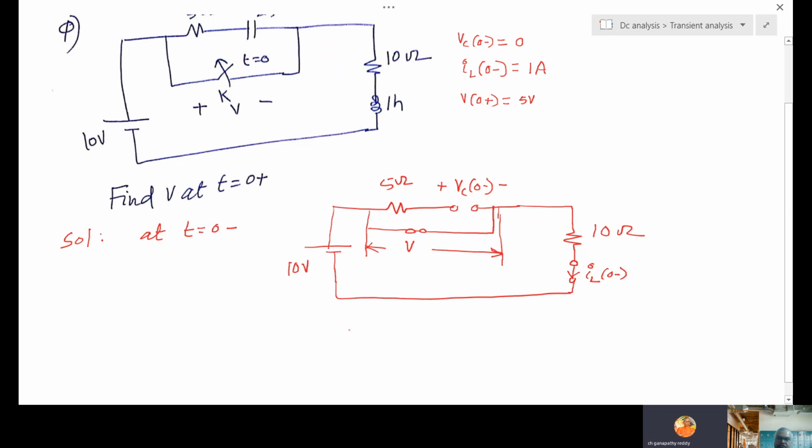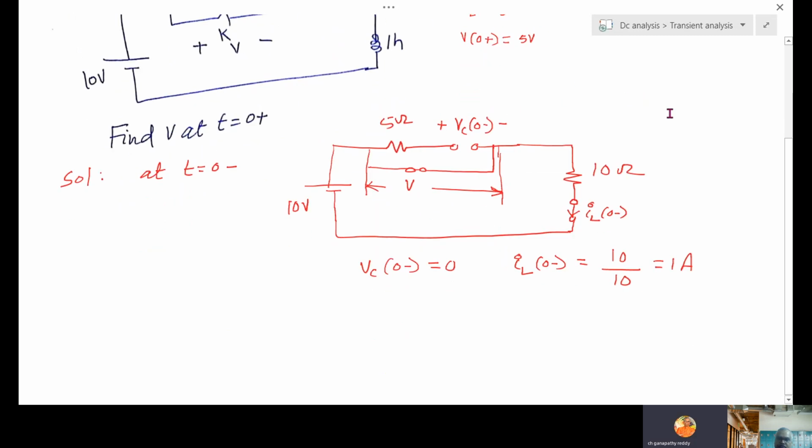That means what is VC 0 minus? VC 0 minus is 0. What is IL 0 minus? This 10 is going like this. So 10 by 10 is 1 amp. So VC 0 minus is 0, IL 0 minus is 1 ampere. We want V 0 plus.